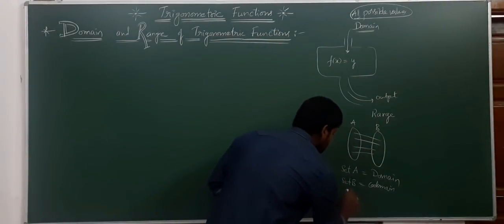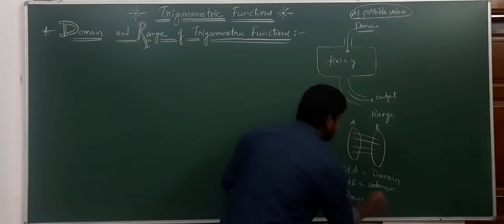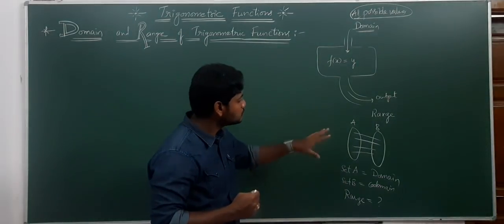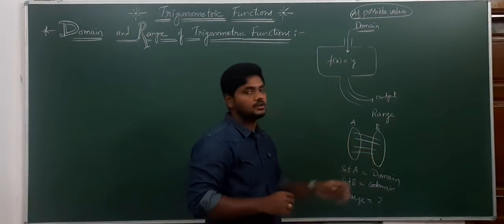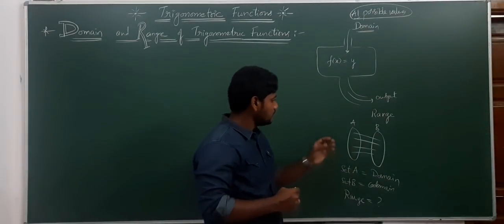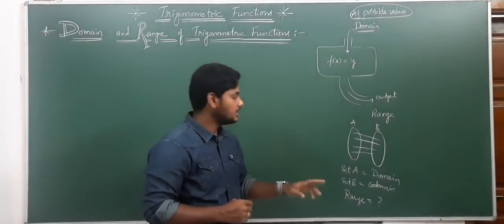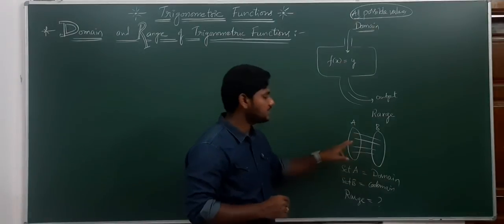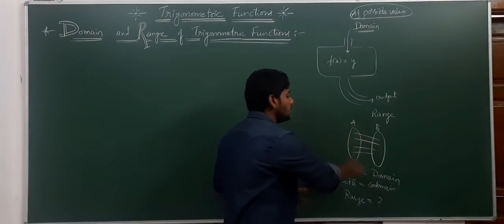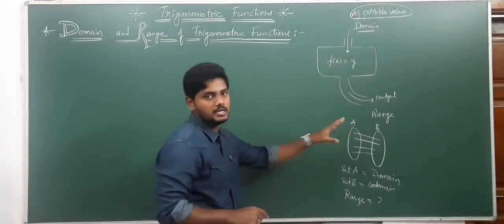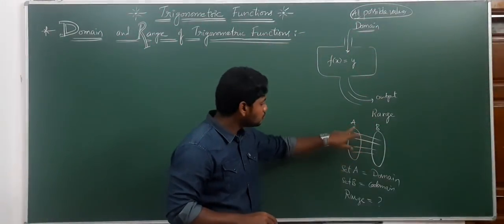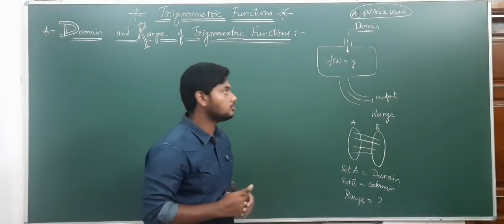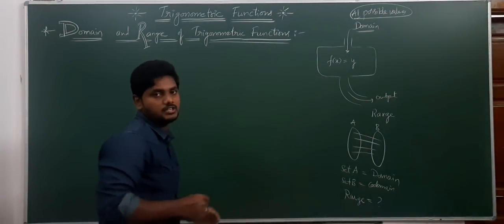What about range? That range depends upon domain values and that function. Range we need to identify. But when it comes to function, the first set is domain, the second set is codomain. Don't confuse function with relation. For a function, domain means the whole set A, because every element in set A should be related with some element, nothing but it should have a unique image. In a relation, only those elements which are related we will consider as domain values. So this is about domain and range, how to identify.